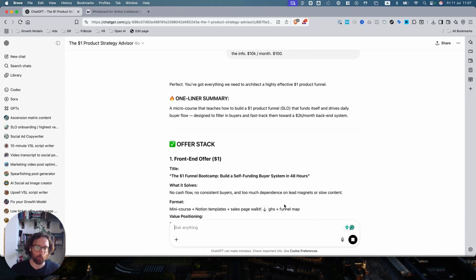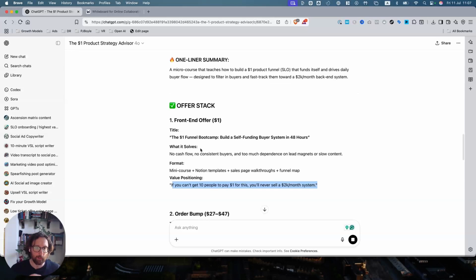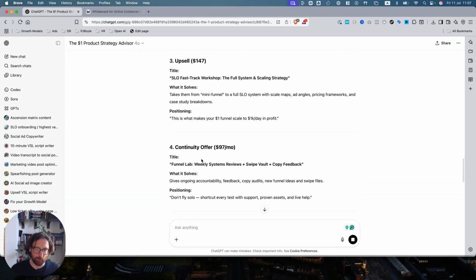But essentially, it will tell you what it should be, the offer, the main problem it solves, the format that it would recommend, and also some sort of value positioning or the belief shift. This is important because that's what people are going to really grab their attention. The order bump to increase the average order value, the upsell that it would do, the continuity offer.